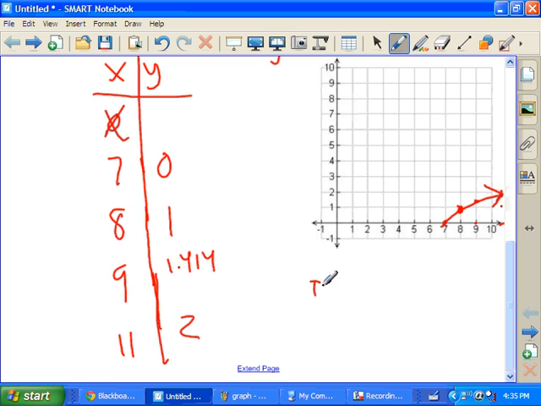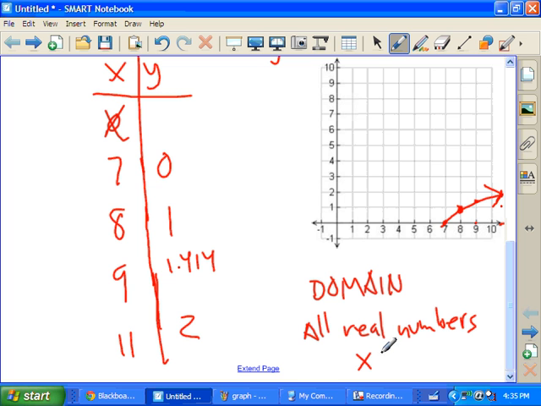They ask about domain and range, and so I cannot have any x that is less than 7. Therefore, the domain is all real numbers such that x is greater than or equal to 7.